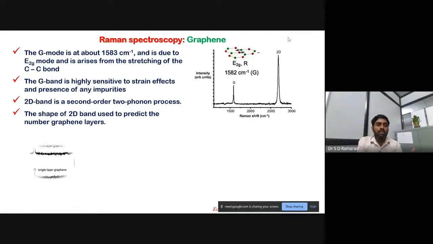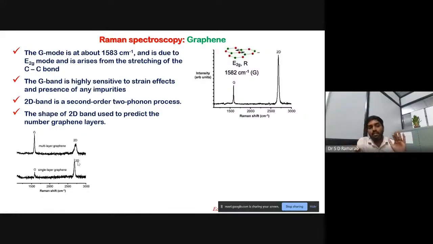Let's quickly see some results. You have a single layer graphene as mentioned here, with a G band and a 2D band. And you see what happens when you move to multi-layer: the intensity of the 2D band is decreasing. Why is it decreasing? When you increase the number of layers, layer by layer graphene, the movement of the vibrations of these carbon atoms will decrease. When that decreases, you will automatically have a drop in the intensity of the corresponding band. That is happening here also.